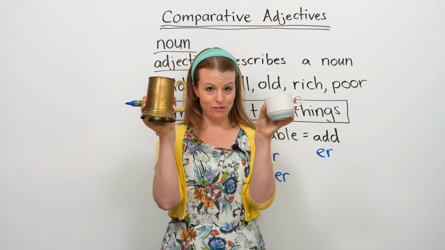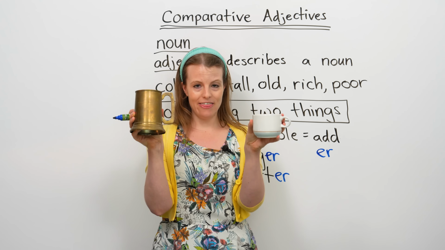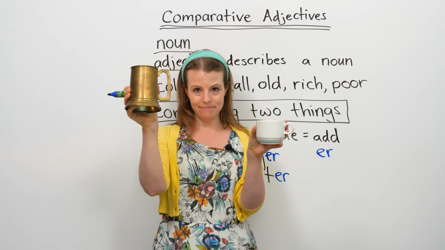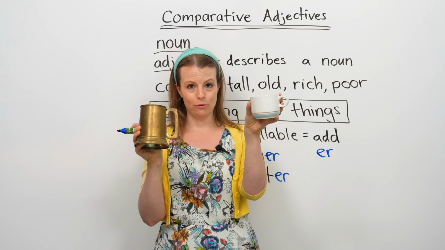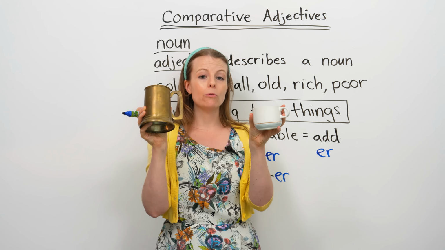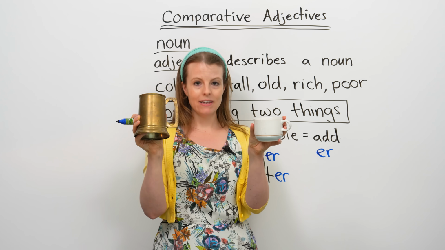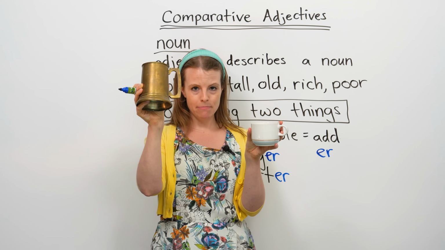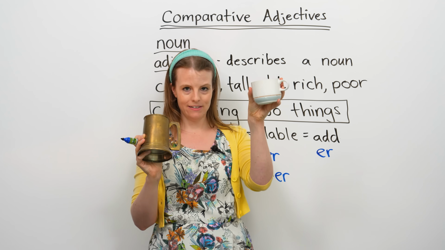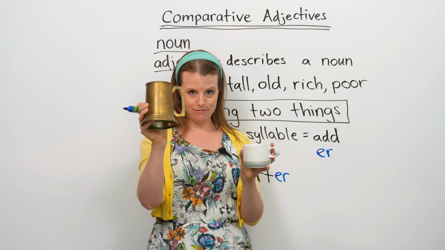I have here 2 cups, okay? I want to compare these 2 cups. This cup is old. This cup is new. So when I compare these 2 cups, I add ER to the adjective when I compare them. So I can say this cup is older than this cup. This cup is newer than this cup, okay?